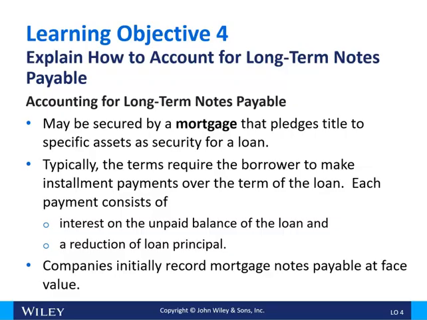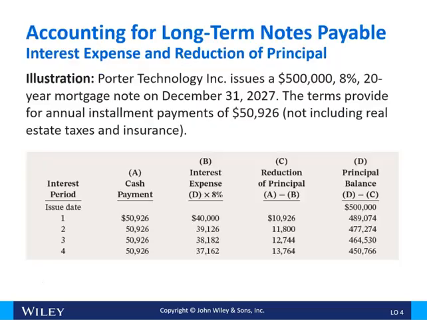Companies initially record mortgage notes payable at face value, but different from bonds payable and notes payable, when we make a payment, we're going to reduce some of that principal, and we do that by reducing the mortgage notes payable.